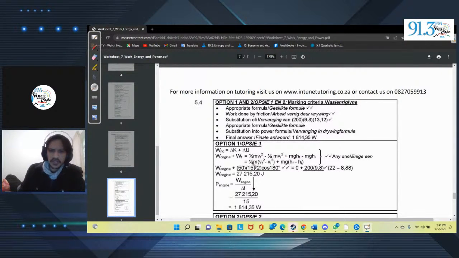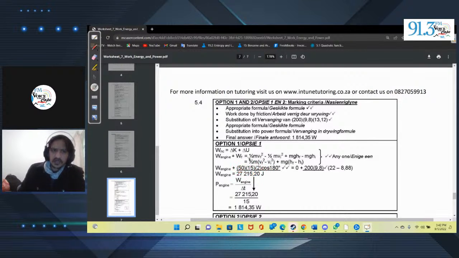Okay, so we can go here. We can substitute some information in. Well, this is just going to equal half m times vf squared minus v squared is equal to this. All right, lovely. So you'll get 2 marks for that. Now we come to the substitution part. Well, W engine is equal to 50 times 15 times 2 cos 180 degrees.